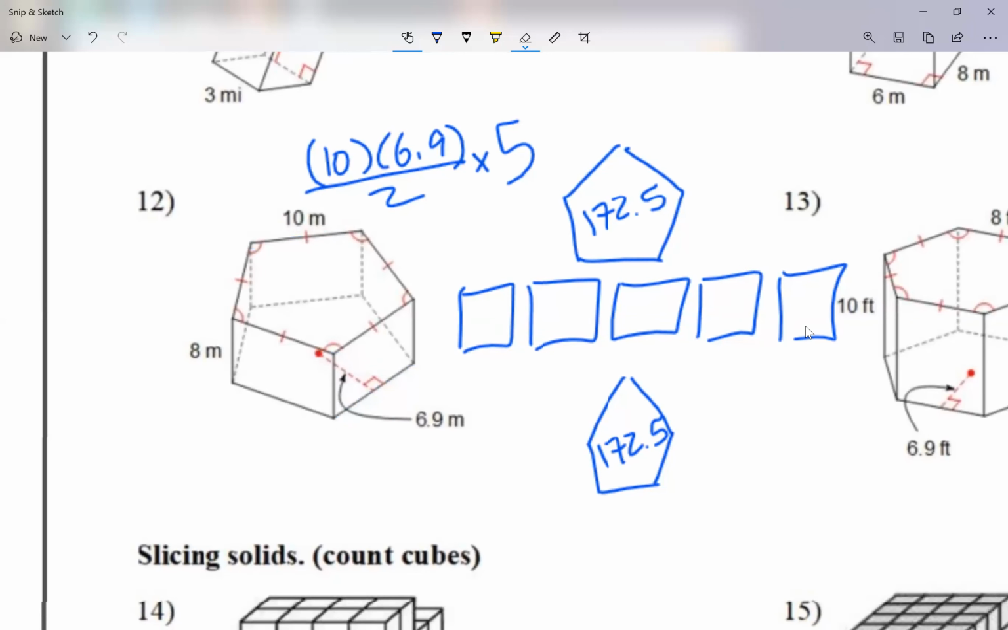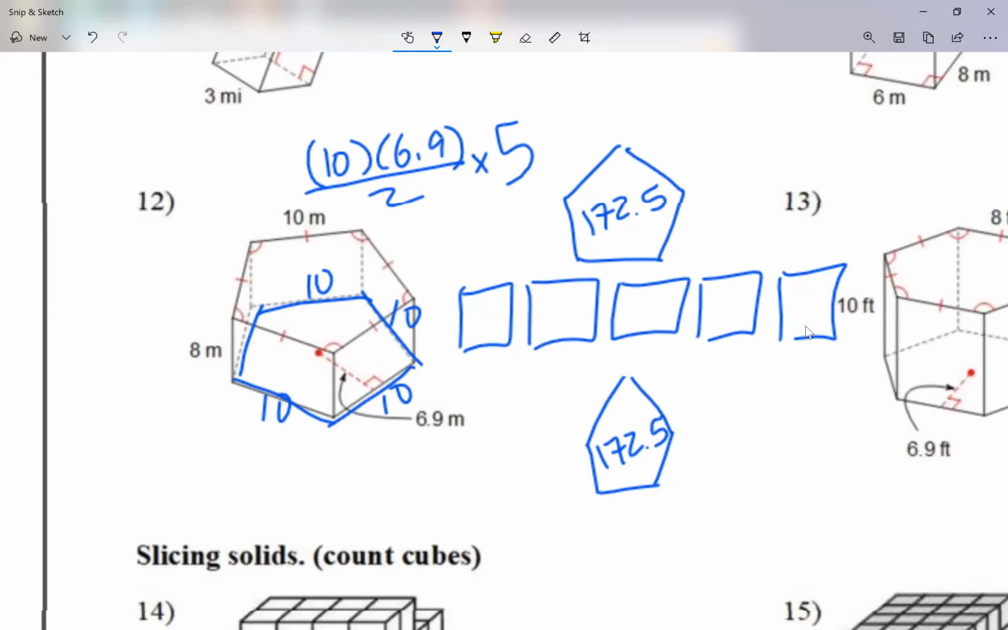Let me see at the base. So I'm going to worry about the base now. I need to know the measurement of each of my sides. And in this case, each of the sides happens to be 10. Now, which number has nothing to do with my base? 8. Okay, so I'm just going to go 8, right?